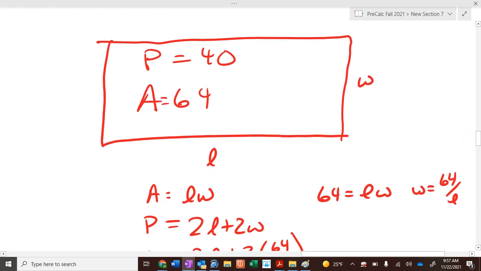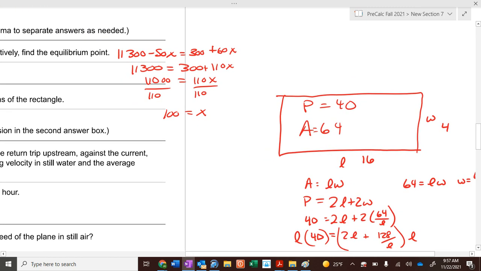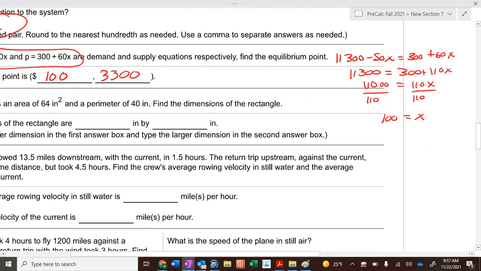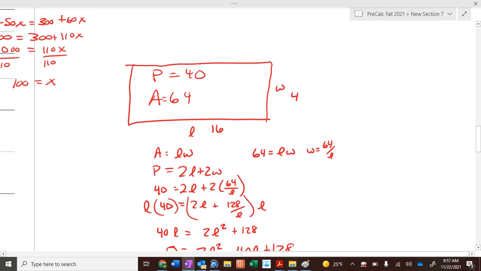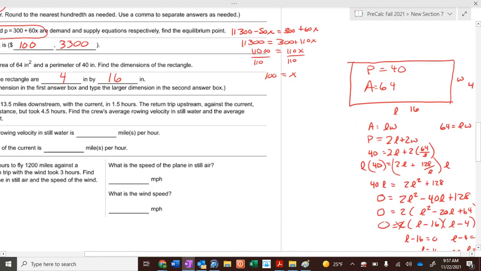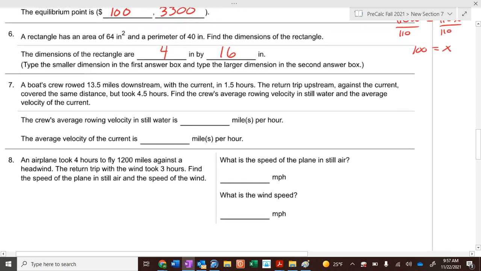If the length is 16, 64 divided by 16 is 4. So one is 16, one is 4. If this would be 4, this would be 16. So the dimensions are 16 by 4, because 16 plus 4 plus 16 plus 4 is a perimeter of 40. 16 times 4 is an area of 64. The smaller in the first box, the larger in the second box, 4 times 16. Okay? So you do have to do a little more work on some of these, a little factoring involved there.